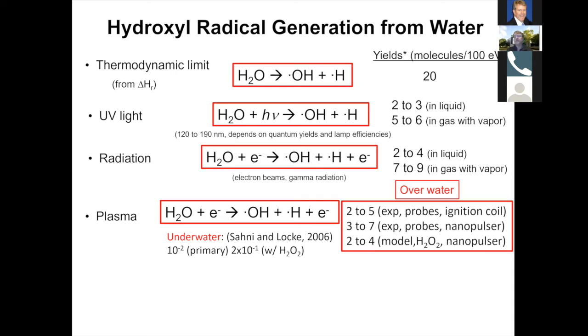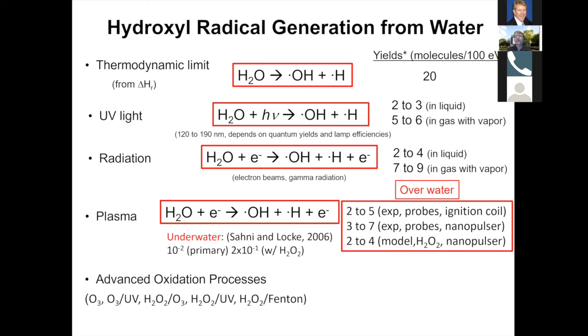I put in as a note here, this is the plasma over the water, and so it's also the plasma contacting water, but plasma underwater is not so efficient. Advanced oxidation methods encompass all of these processes from ozone, UV, hydrogen peroxide, etc. And you can estimate their OH radical production in the similar range of 2 to 8.